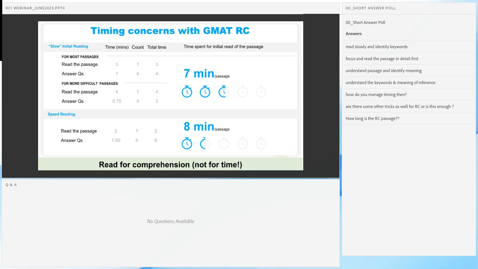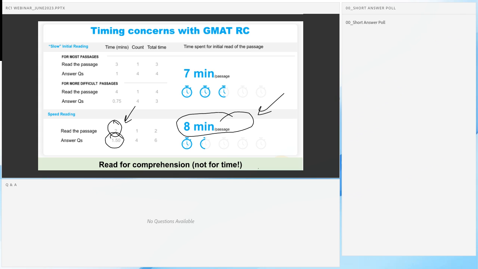For those of you who go through speed reading, this is what happens. You go through the passage in 2 minutes. For every question, then you do back and forth. You end up taking the same 8 minutes, but your accuracy is way lower. How many of you have experienced this, the back and forth after doing speed reading? Don't get in that trap. You don't want to do back and forth.